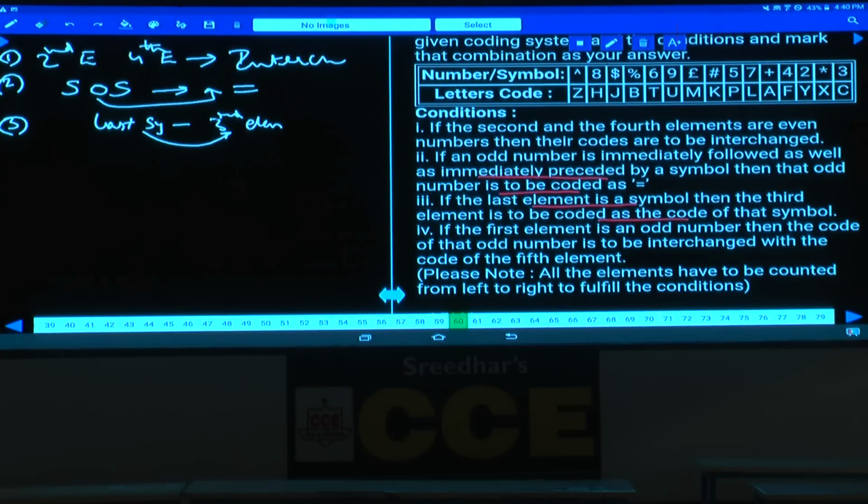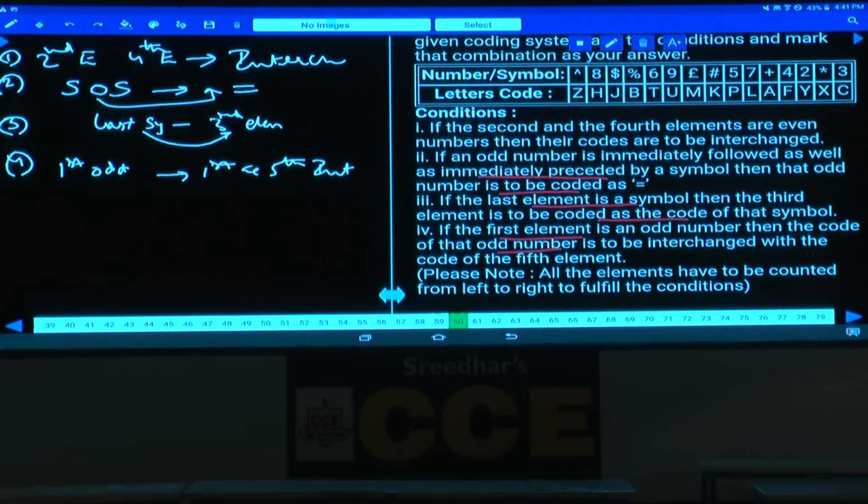Then condition number 4. If the first element is an odd number, then the code of that odd number is to be interchanged with the fifth element. First and fifth are interchanged. This is the information given.